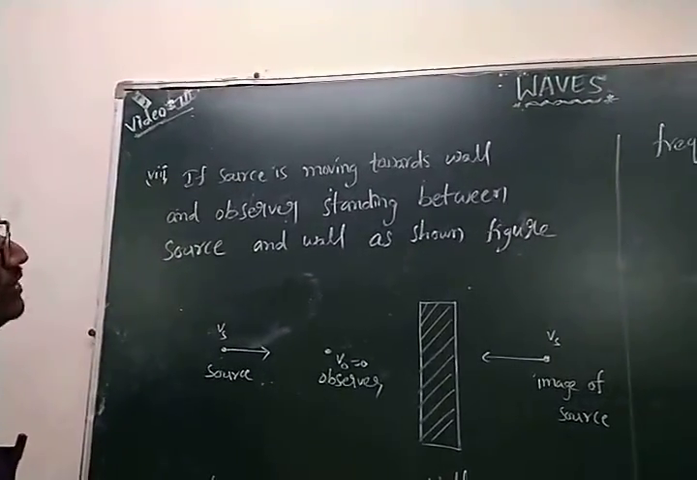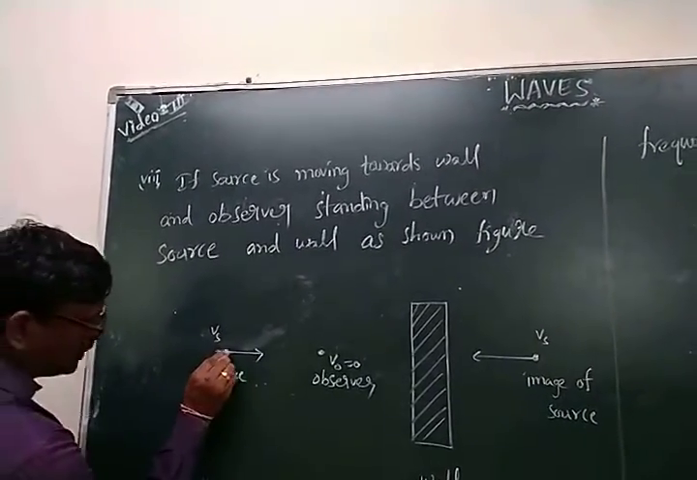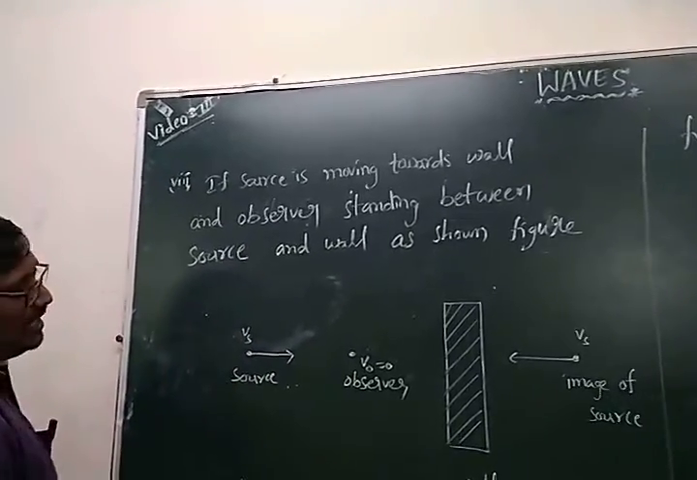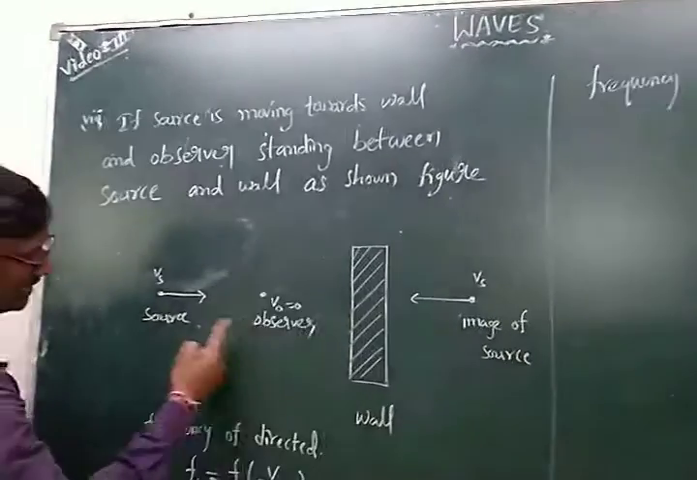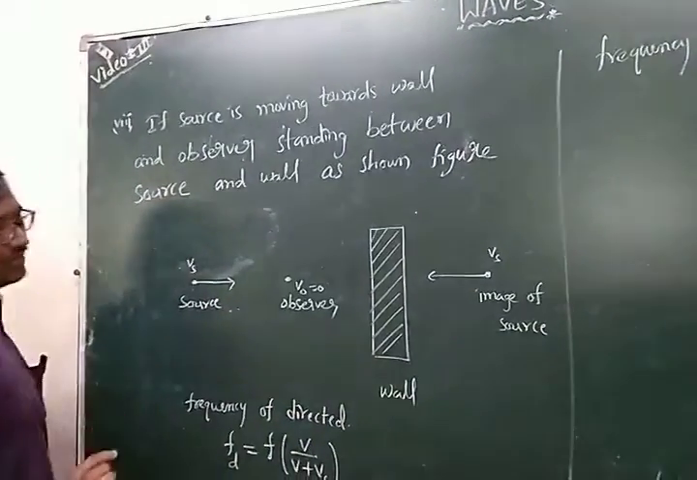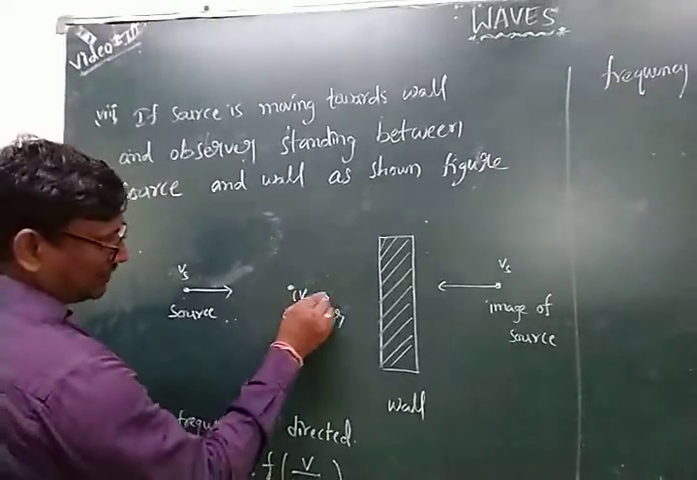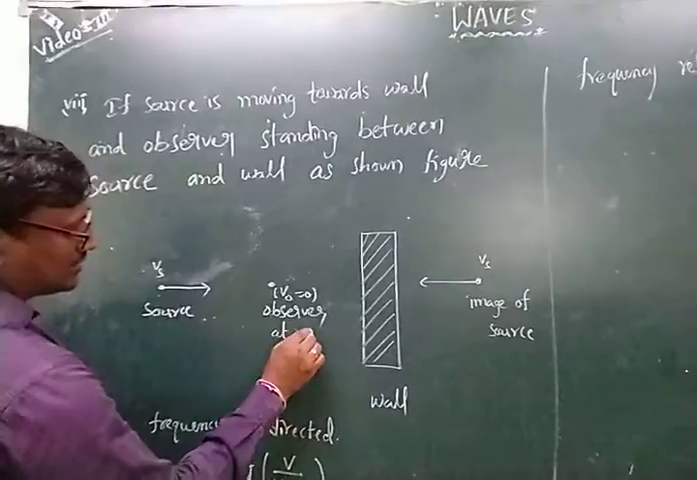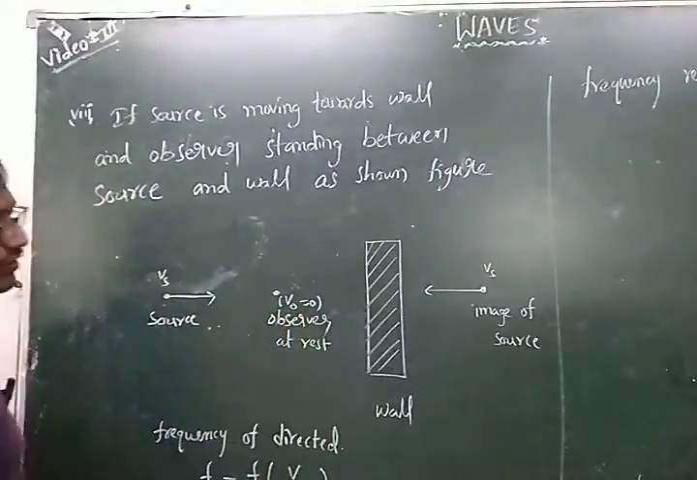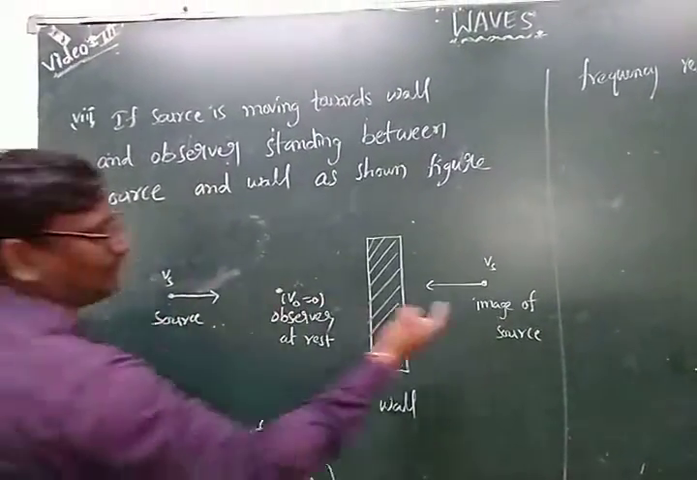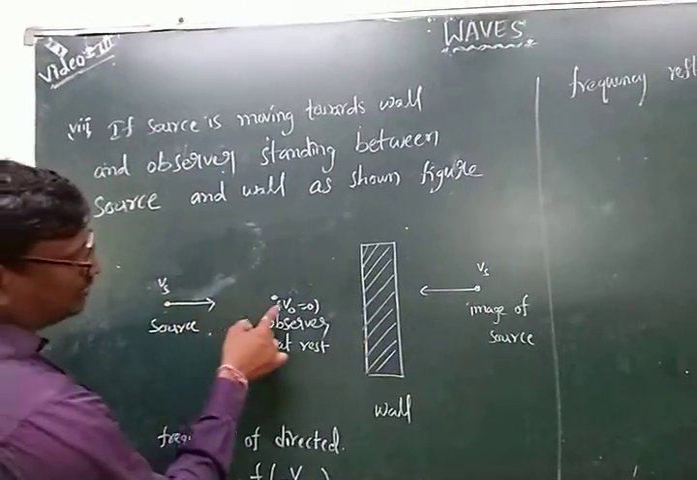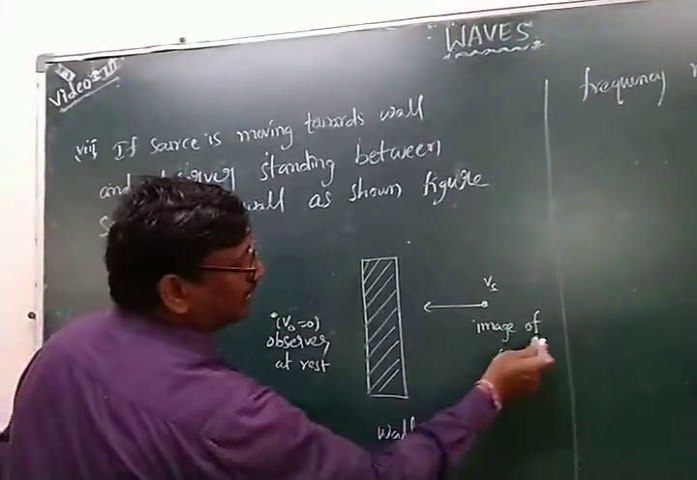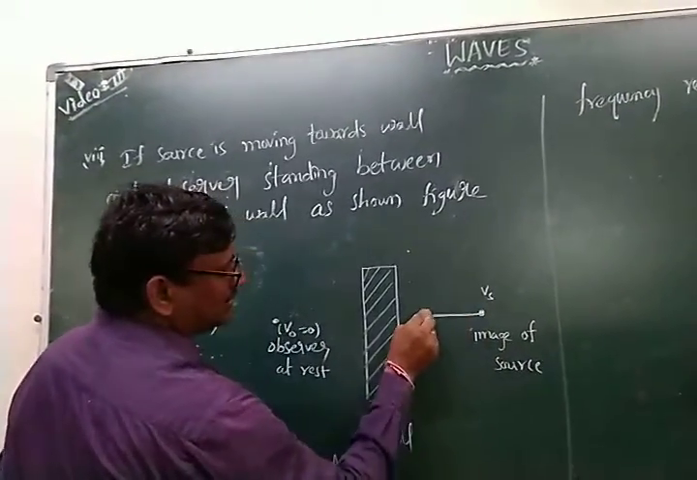If the source is moving toward the wall with velocity Vs and the observer is standing between the source and the wall, standing means at rest, so V naught is equal to 0. The sound reaches the wall and is reflected, and the reflected sound is the image of the source, with Vs in this direction.